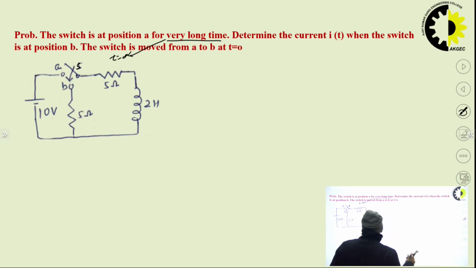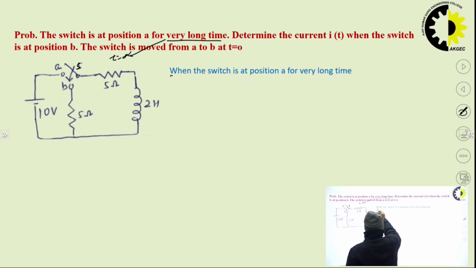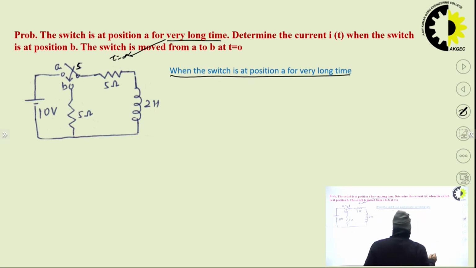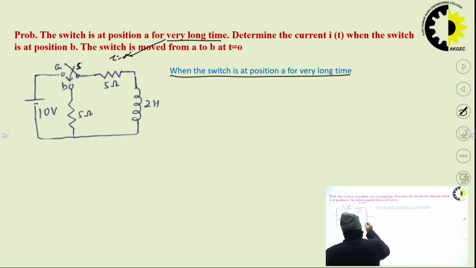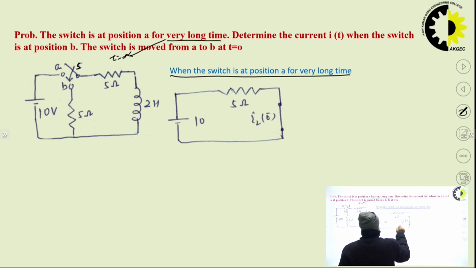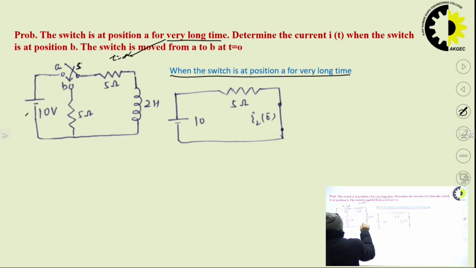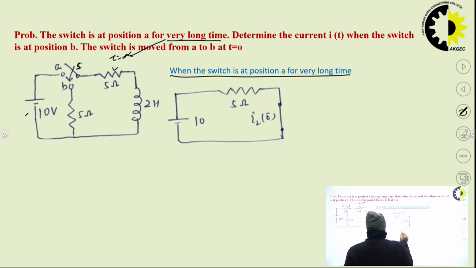So we draw the circuit at t equal to infinity, meaning when the switch is at position A. When the switch is at position A for a very long time, this inductor behaves as a short circuit. So this is the equivalent of the circuit when the switch is at position A. We have this voltage source, then this resistor, and this inductor behaves as a short circuit.